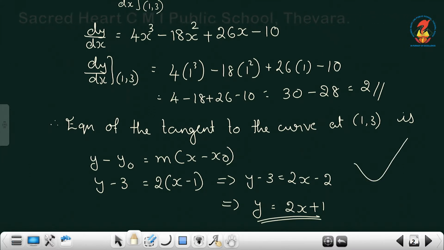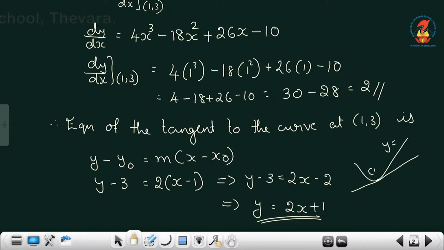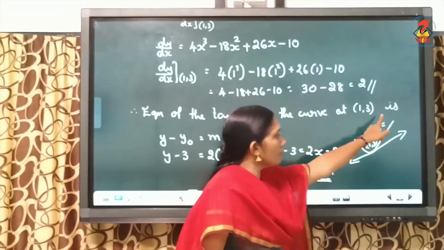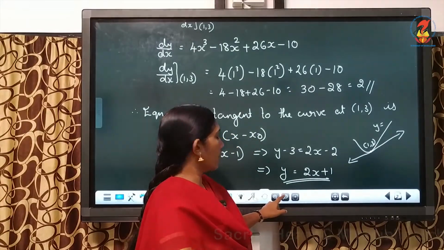So this is the equation of the tangent to the curve. That is a curve, this is the equation of the tangent. Tangent means it's a line passing through a single point. Here the point is given. The point of contact of the tangent and curve is (1, 3). So what did we write? This is the equation of this line, the equation of the tangent to this curve at the point (1, 3). Understood, all of you?